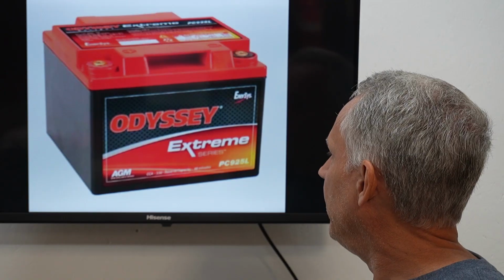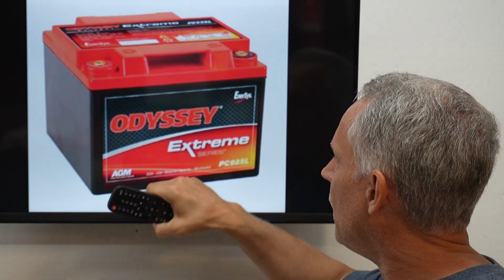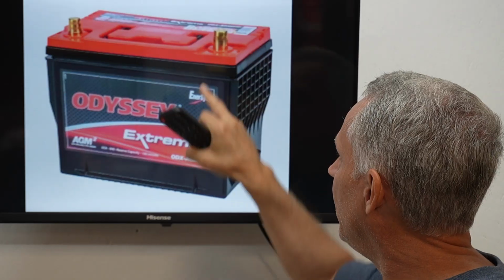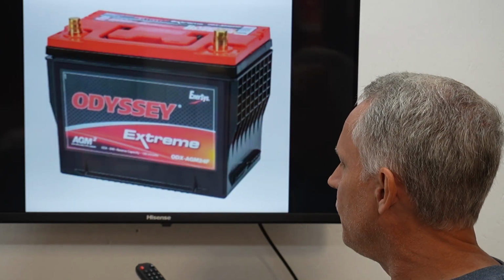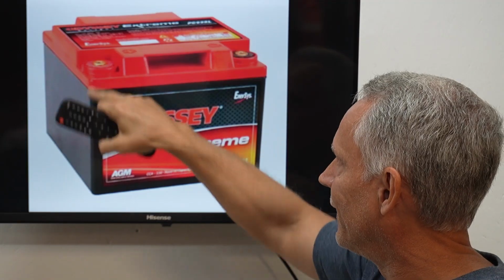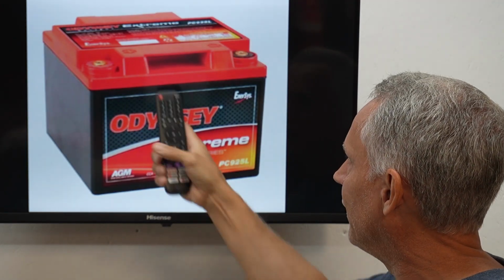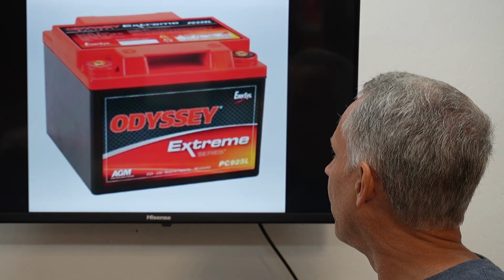And same thing, AGM, single posts or terminals on the top. Previously, these are threaded into these terminals, so they're removable. So you could actually put a cable with a bolt right there, or you can use a top post battery cable. That's removable, is all I want to mention there.